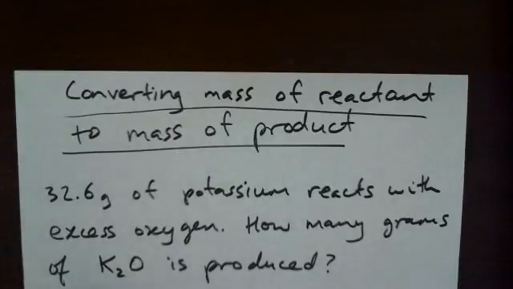Hi everyone, for this lesson we're going to look at an extension of converting mass into moles, and that is calculating the mass of products with a given mass of reactants. The best way to teach this is by example. Here we have a question where we have 32.6 grams of potassium and it's going to react with excess oxygen. How many grams of K2O is produced?